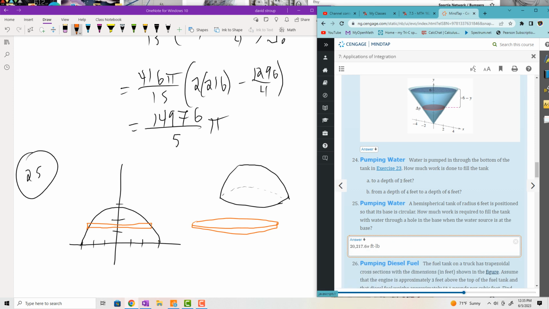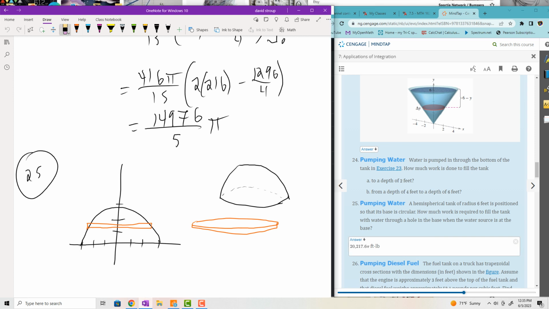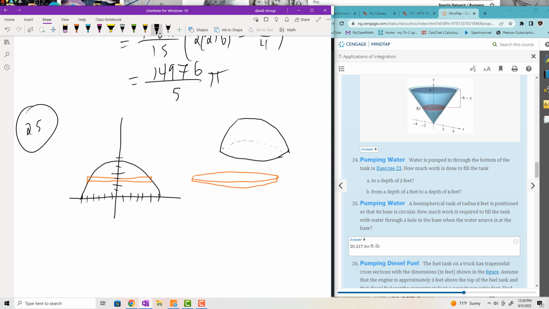And obviously another mistake, the radius is 6, not the diameter. That's always a nightmare when you screw that up. So 1, 2, 3, 4, 5, 6. Okay, so let me at least try to set up a little bit of it for you. So again, this is the video quiz, by the way, a hemispherical tank of radius 6 feet is positioned so the base is circular, so we've got the picture going on.